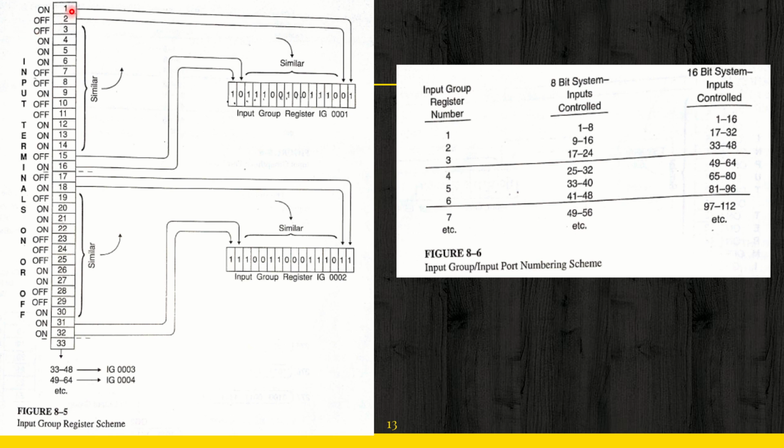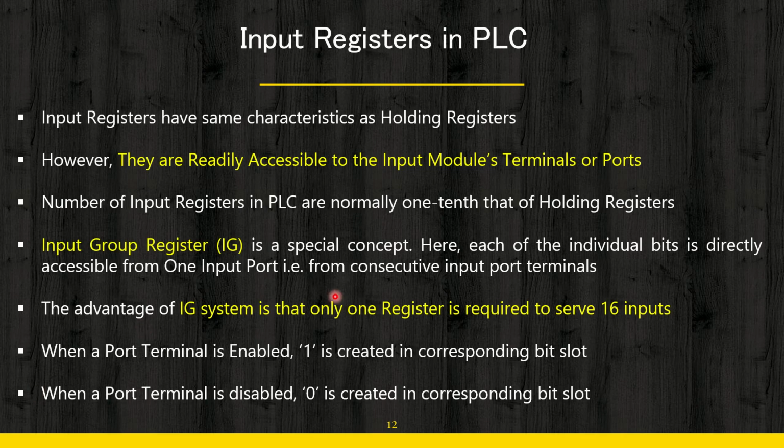Now you can see that this complete 16 terminals are internally connected to input group register 1. Here the speciality is that each of the terminals is connected to each block of the input register IG001. I hope that this concept is clear. Here now this complete register is the input group register.